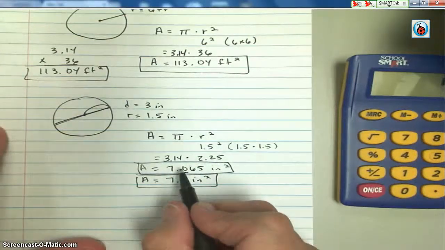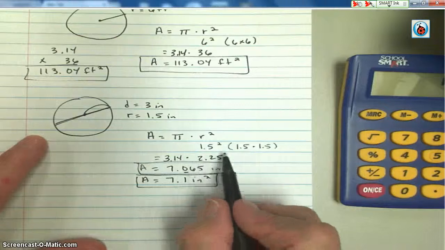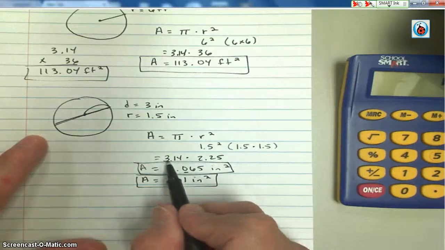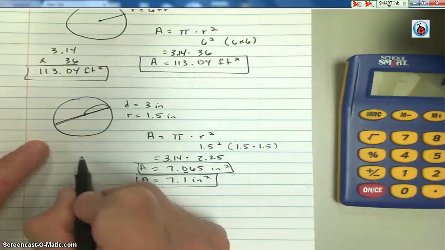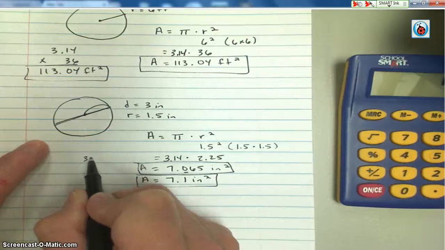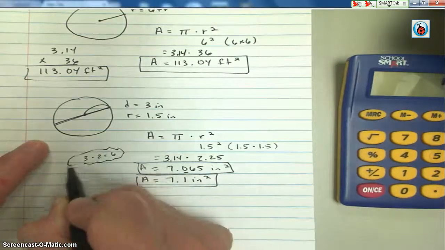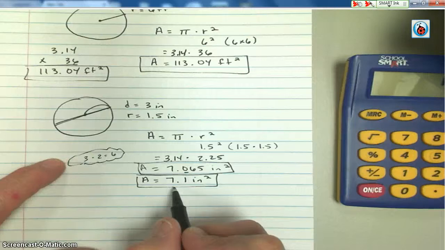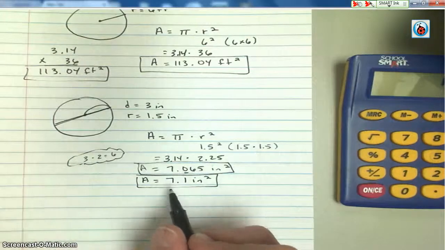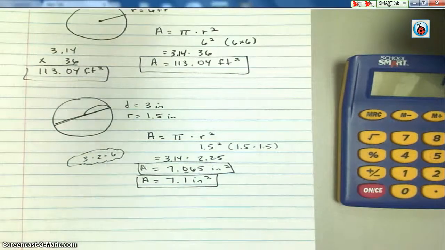And again, to give us an idea if this was close or not, since we knew that we were multiplying about 3, if we were estimating, we'd say, okay, we're multiplying about 3 times about 2, which is equal to 6, if that was our estimate. And that's right on track with our actual answer. So there's another example of finding the area of a circle.